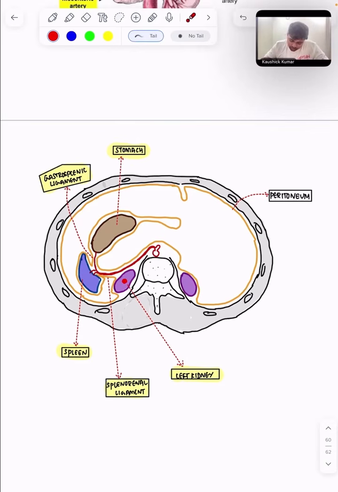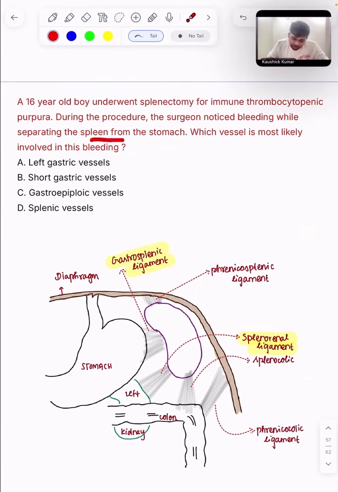So the left kidney is totally retroperitoneal. The first peritoneal reflection that you can notice is our splenorenal ligament that contains the splenic artery. Another peritoneal reflection you can notice here is our gastrosplenic ligament, which contains the short gastric artery. Here the surgeon is separating the spleen from the stomach, meaning taking down the attachment between the stomach and the spleen, and the artery which is present here is our short gastric vessel.